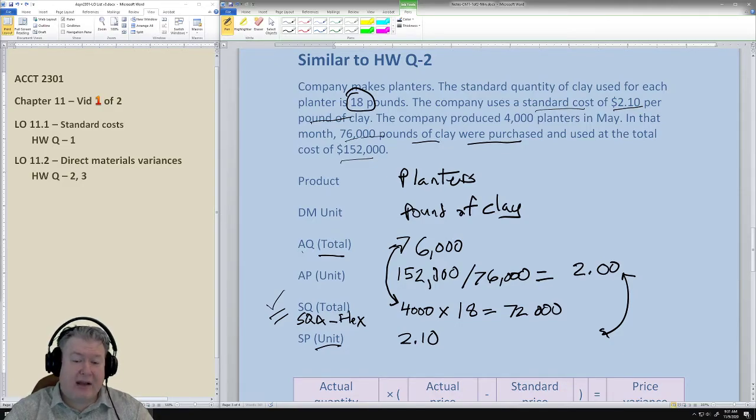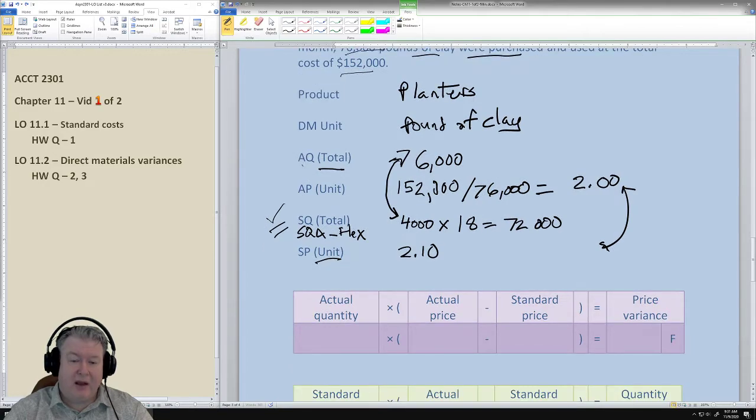Well, with that, I actually now have all the numbers I need. So I would just go through and say, okay, 76,000 times the actual price, which was $2, minus the standard price, $2.10, is going to be a price variance. Oops, I forgot to take this out.